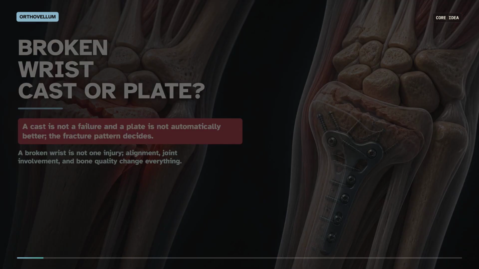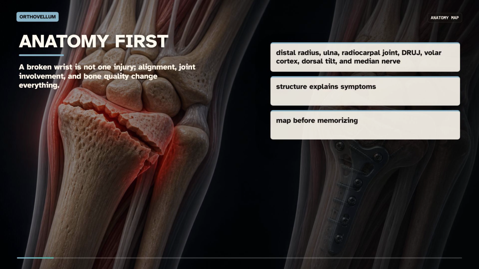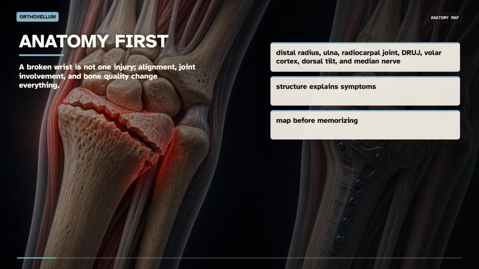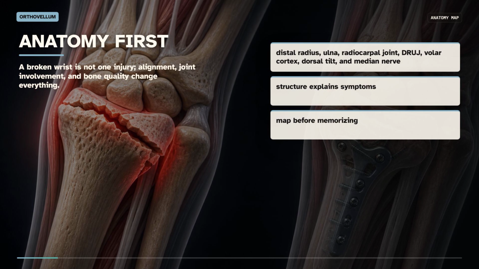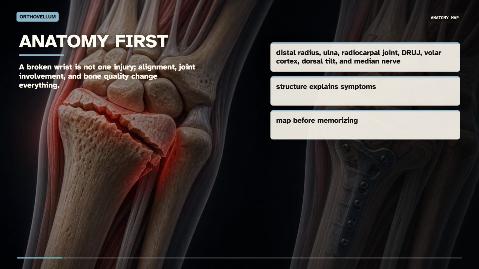Start with the anatomy. For distal radius fracture, the important structures are distal radius, ulna, radiocarpal joint, DRUJ, volar cortex, dorsal tilt, and median nerve. Do not memorize the picture as a list. Ask what each structure is trying to do when the person moves.